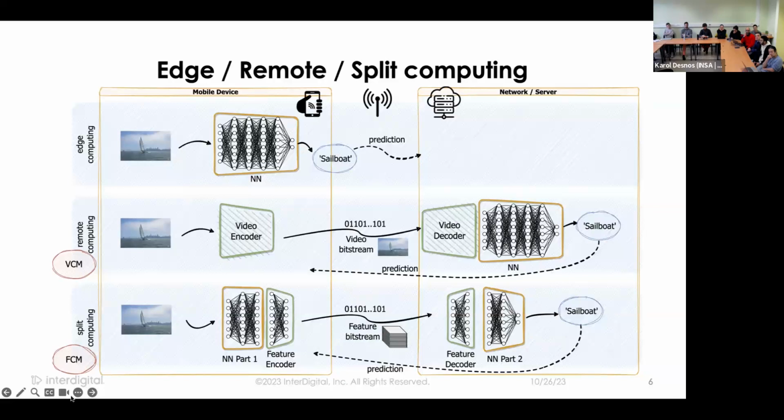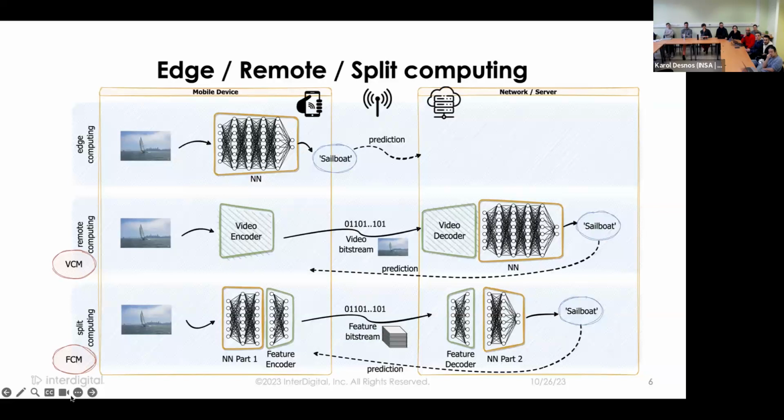So the first one, I just talked about it. You can do everything on your mobile phone, let's say. So you have the result of your prediction directly on your mobile phone. You can transmit it if needed, but if you directly need it on your phone, no need for transmission.